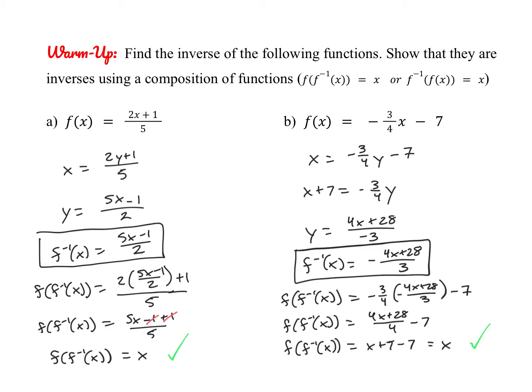And then for part B, you can see our inverse function is negative 4x plus 28 all over 3, and you can confirm that by doing your composition of functions.